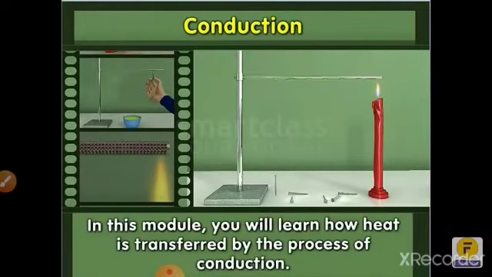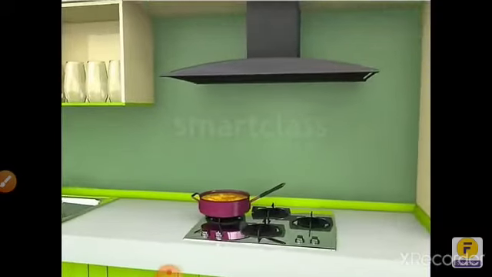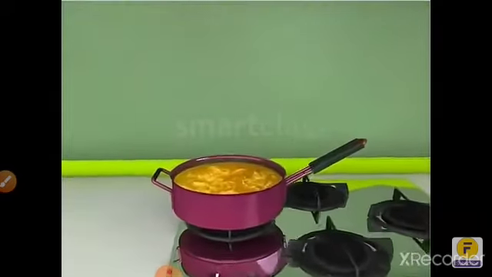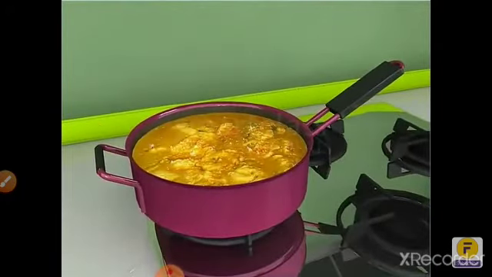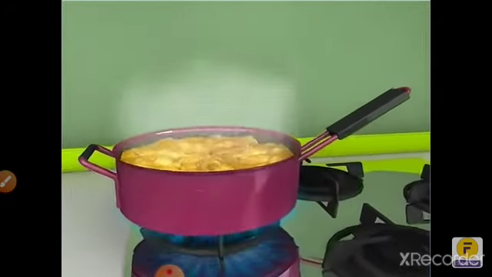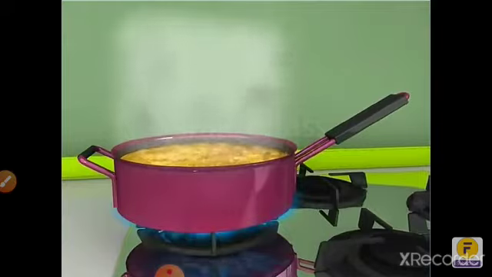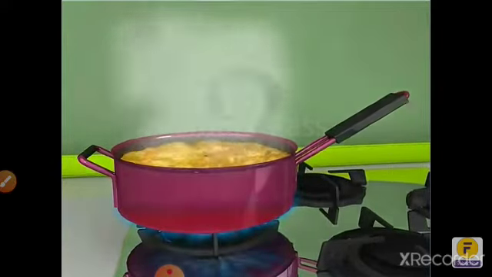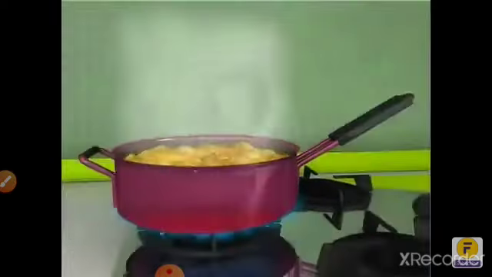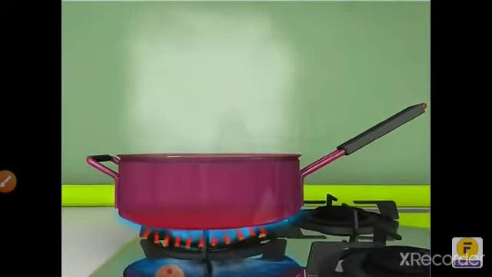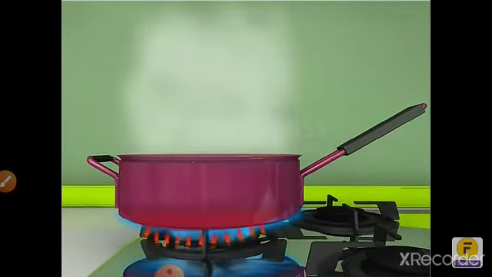In this video you will learn how heat is transferred by the process of conduction. And you know there are three states of matter: solid, liquid and gas. In solids, conduction takes place. So when we cook food in a utensil and heat is provided to the utensil with fire, the utensil becomes hot and the food is cooked.